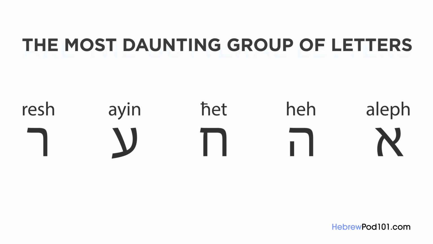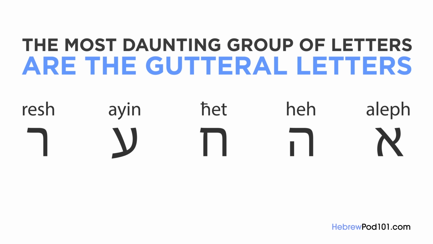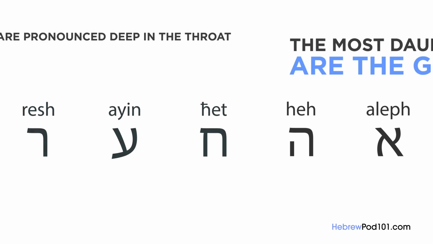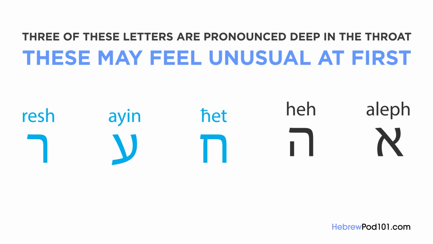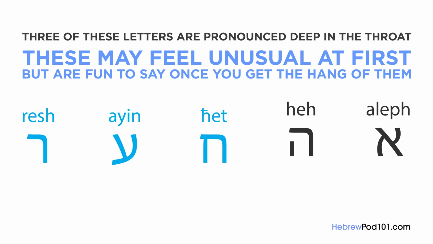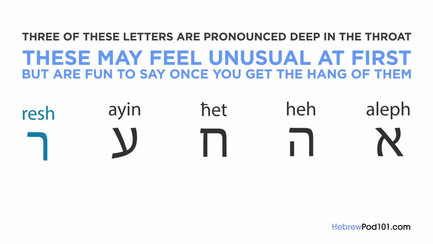The most daunting group of letters are the guttural letters. Alef, hey, chet, ayin, resh. Three of these letters are pronounced deep in the throat. These may feel unusual at first, but are fun to say once you get the hang of them. Ein, chet, resh.